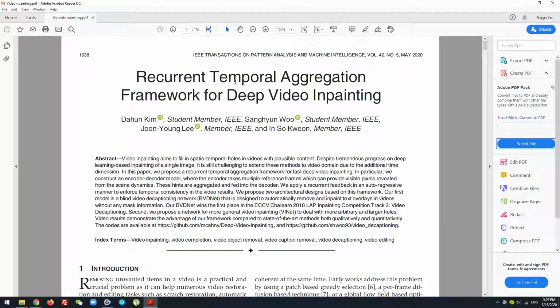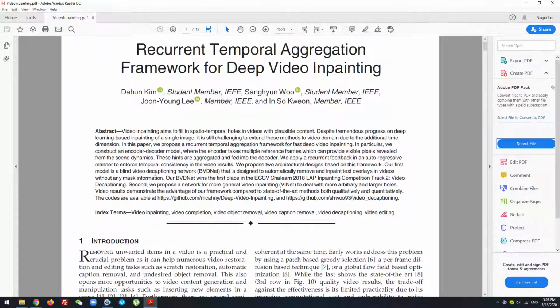In this video, I want to talk about paper 3, video inpainting. This paper is actually divided into two parts. One is removing the caption, and the other is removing any object in the video. The first part, removing the caption, is the basis of removing other objects.